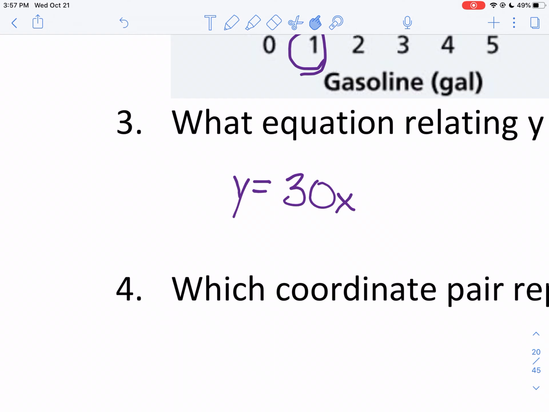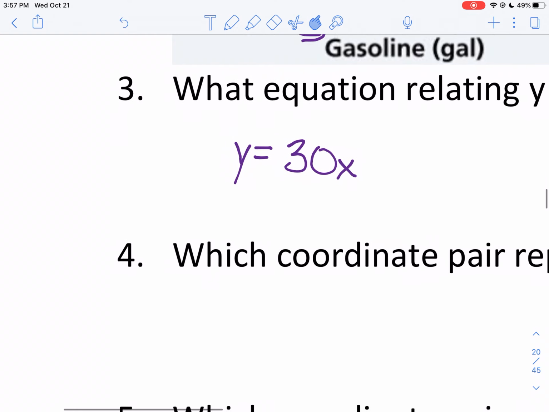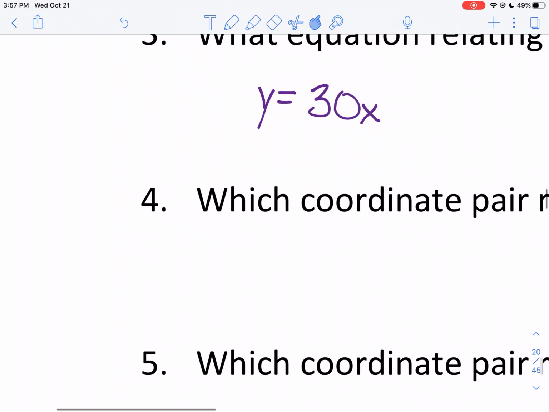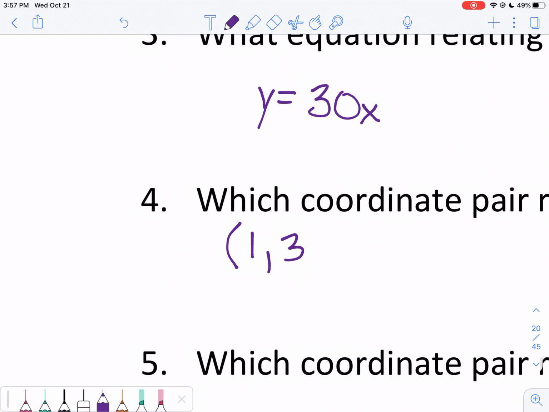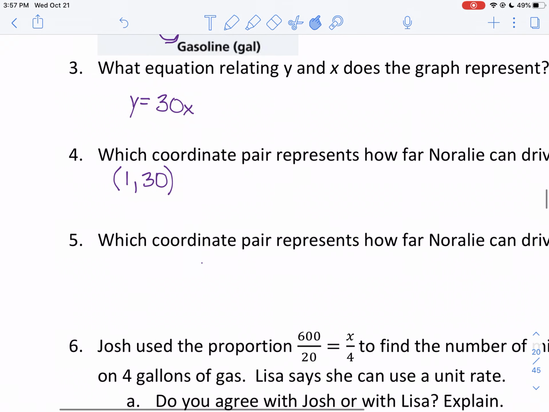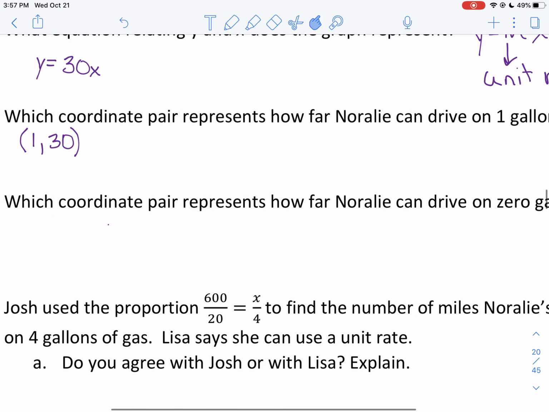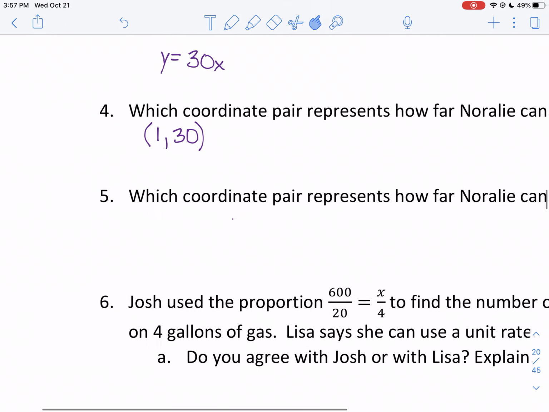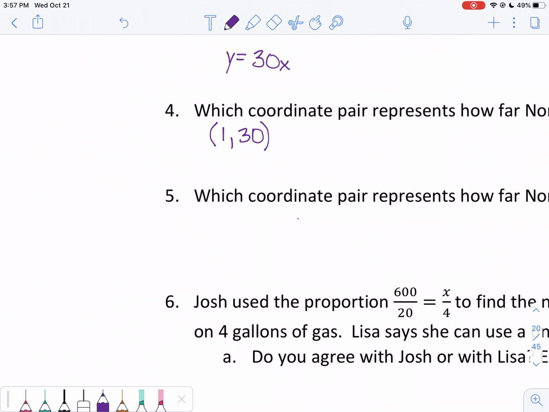So which coordinate pair represents how far Nora Lee can drive on 1 gallon of gas? Well, we just found that, didn't we? When x is 1, y was 30, because she can go 30 miles on 1 gallon. Which coordinate pair represents how far Nora Lee can drive on 0 gallons of gas? Well, if she has 0 gallons, she can go 0 miles.